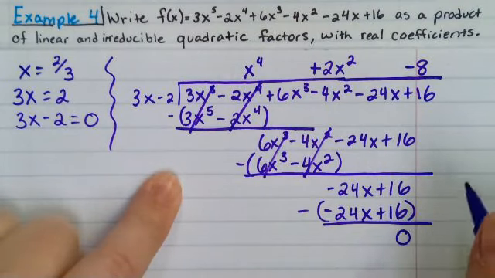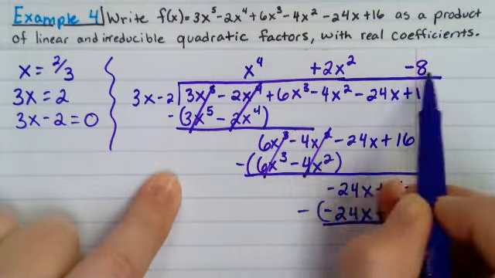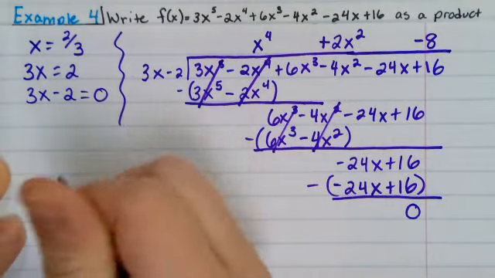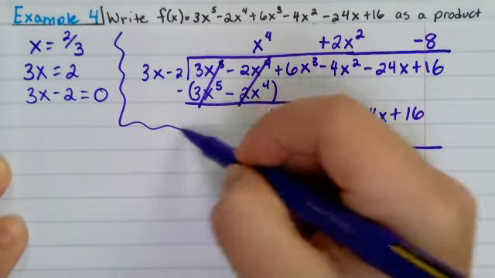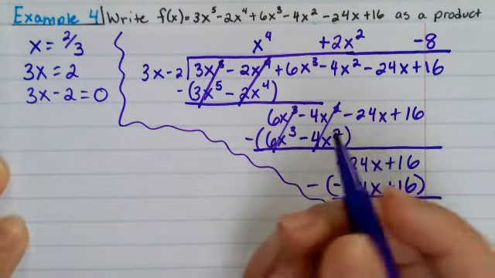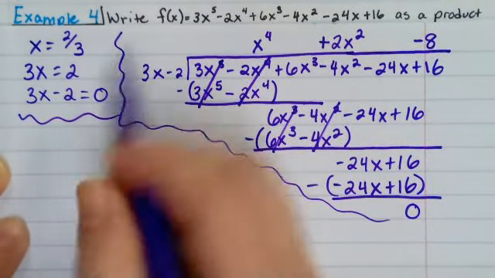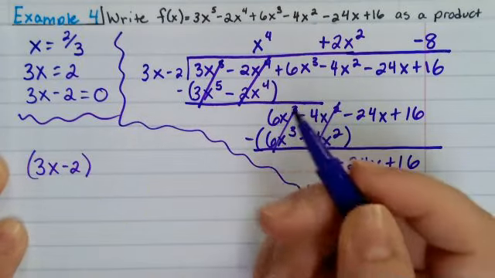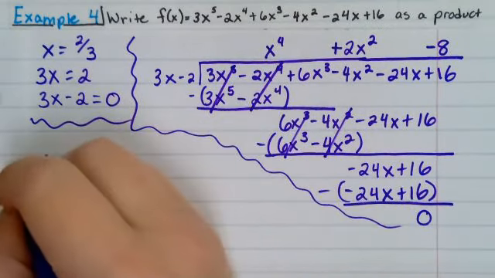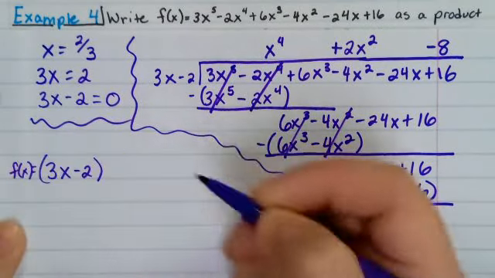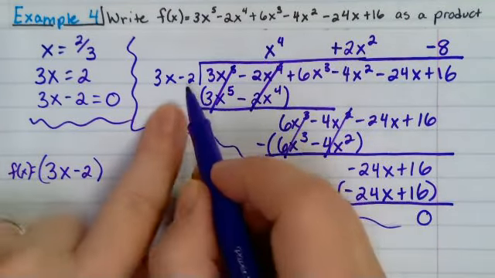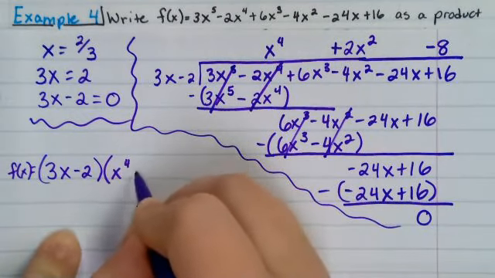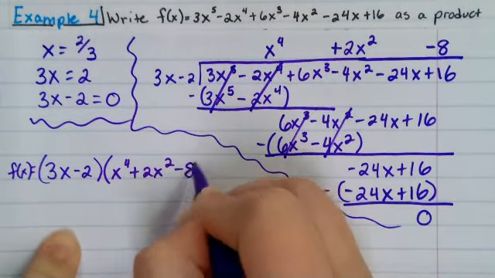The reason I had to go through all of this is so that I would be able to see this quotient up here, because now I can write that equation. I'm going to do that right down here to save paper. I can write that function, sorry, I'm misspeaking: f of x equals 3x minus 2 times this quotient up here, x to the 4th plus 2x squared minus 8.